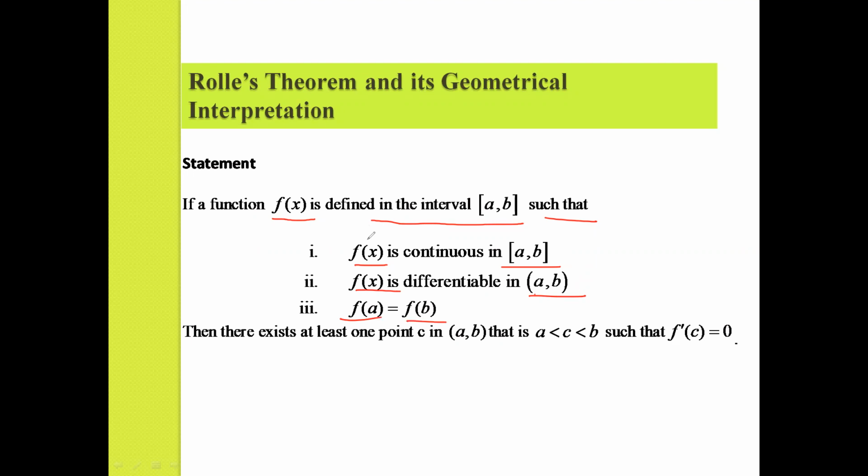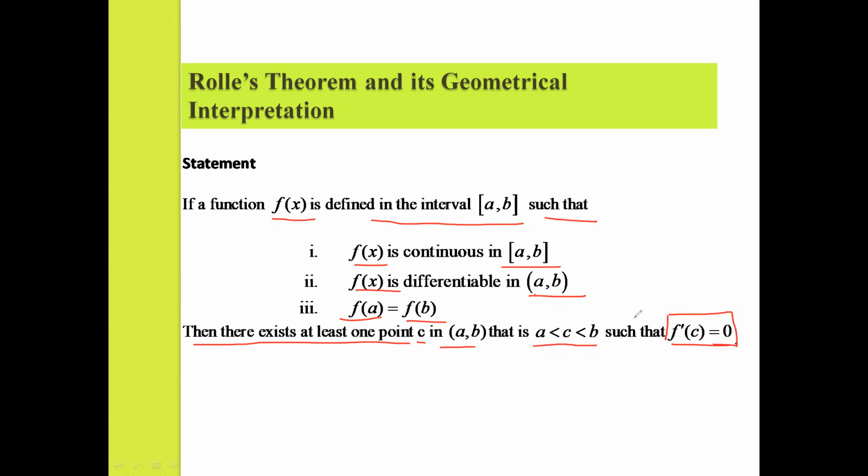If all these three conditions hold good, then there exists at least one point. A very, very important point, my dear students, please understand. Then there exists at least one point. It may be more than one point, but at least one point, c, in the open interval a comma b, that is, a should be less than c and c should be less than b, such that f dash of c equals 0. This is exactly the statement of Rolle's theorem.